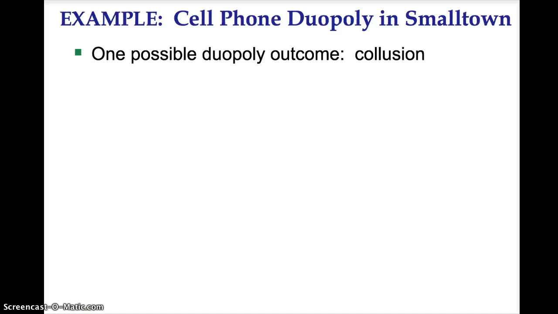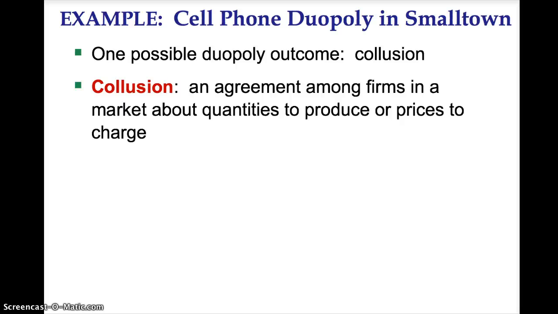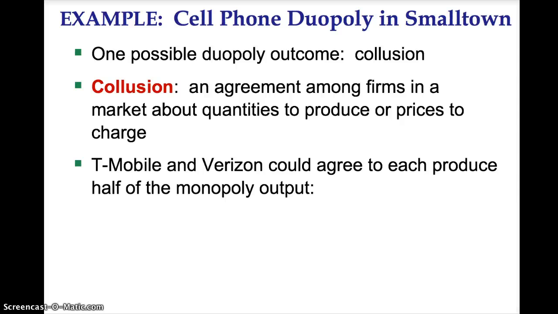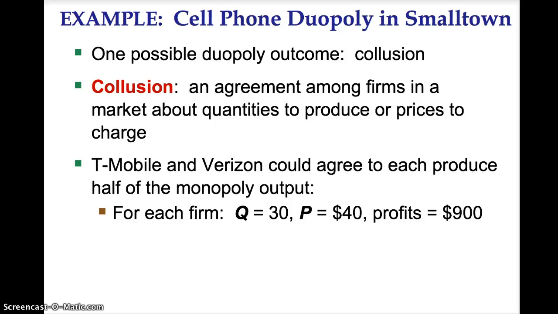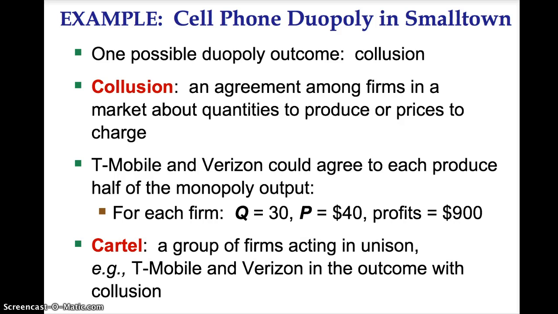One possible duopoly outcome is collusion. Collusion is an agreement among firms in a market about the quantities to produce or the prices to charge. T-Mobile and Verizon could agree to each produce half of the monopoly output. Each firm would produce 30 units at a price of $40 and earn profits of $900. A cartel is a group of firms acting in unison. In this case, T-Mobile and Verizon have formed a cartel by engaging in collusion.